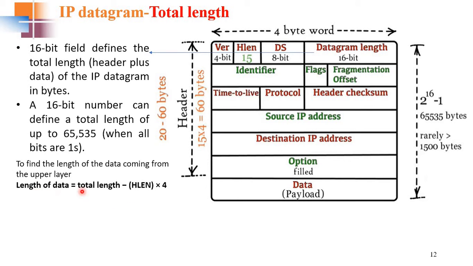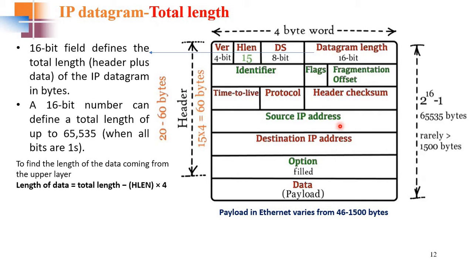Length of the data is equal to total length minus header length into 4. The total length is your actual length, minus the header length, which is the given value into 4, because 4 is the actual size of your data word. Okay. So the payload in the Ethernet varies from 46 to 1500 bytes.